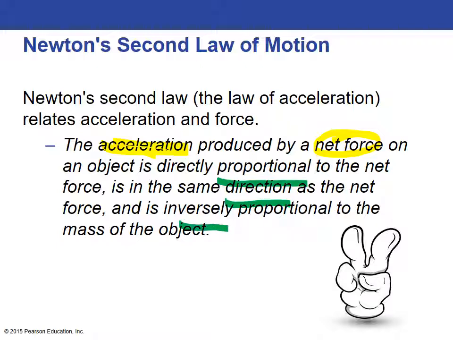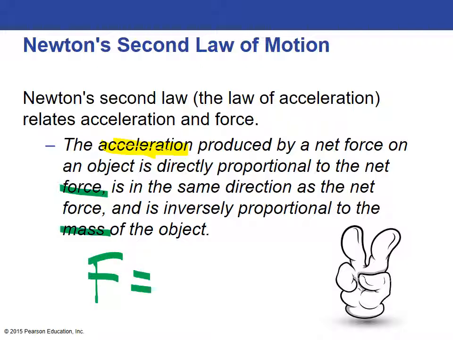So Newton is comparing acceleration to the net force and the mass. All right, is this starting to look familiar? And when you take away all the words and abbreviate it, we're going to say force is equal to the mass times the acceleration. That, my friends, is Newton's second law. That's why I've got the two fingers pointing up here.